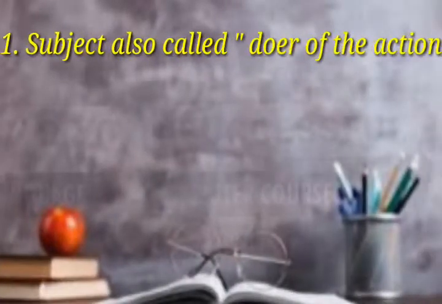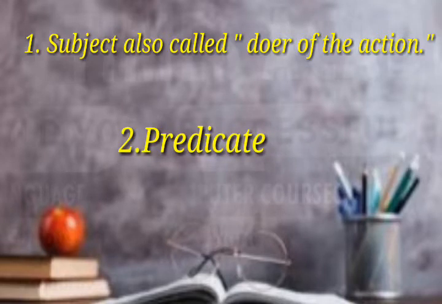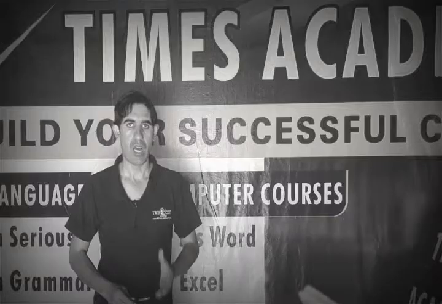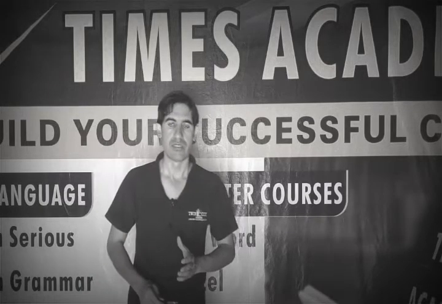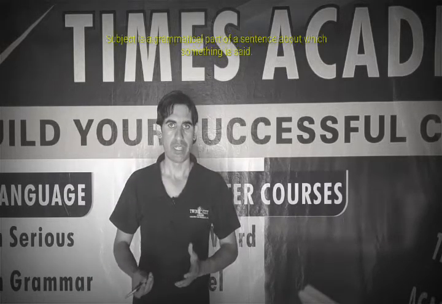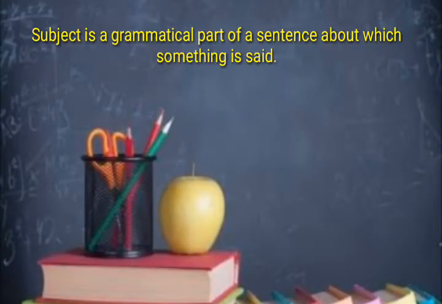Number one is called the subject, also called the doer of the action in a sentence. And the second part is called the predicate. Now how do we define the subject in a sentence? Simply, I discussed that the subject is called the doer of the action, but it is a grammatical part of the sentence about which something is said.